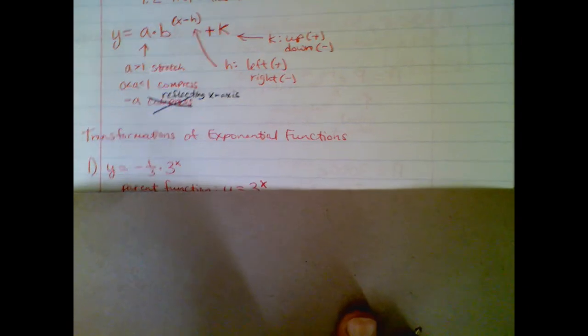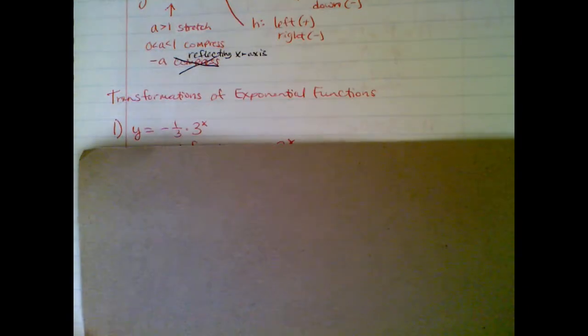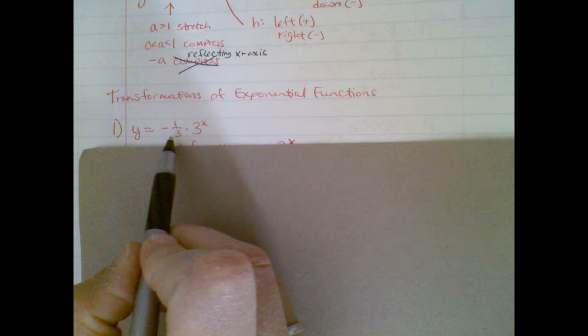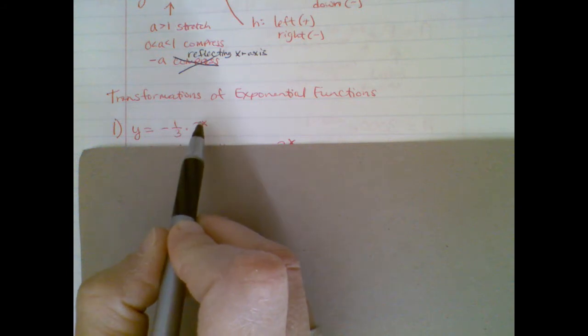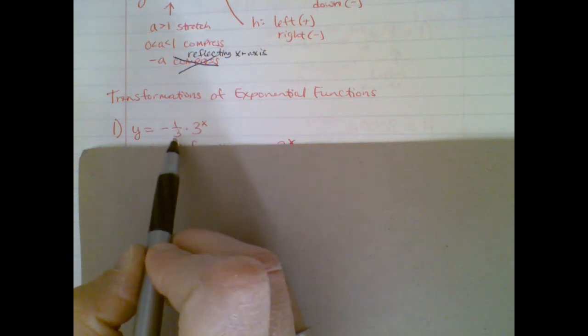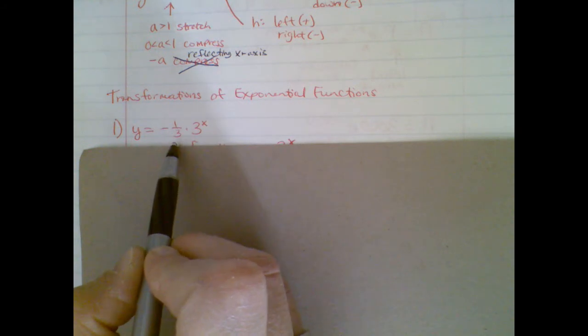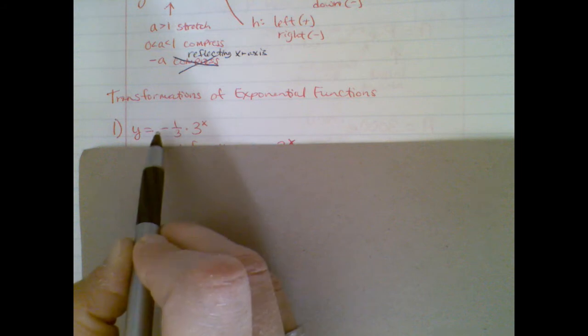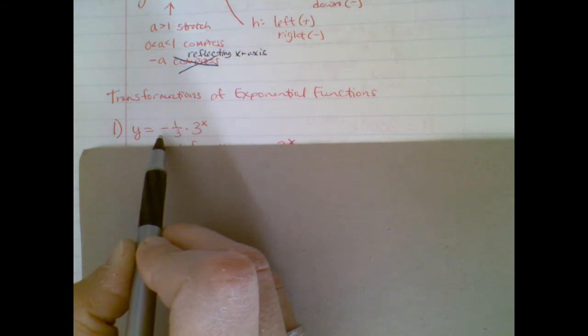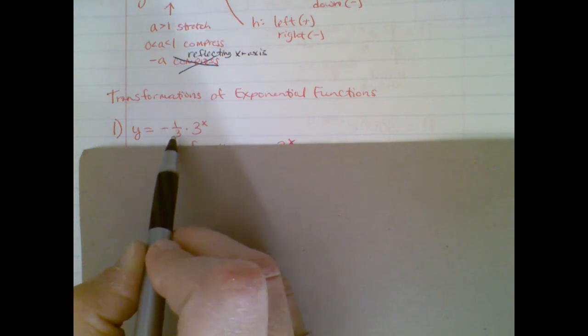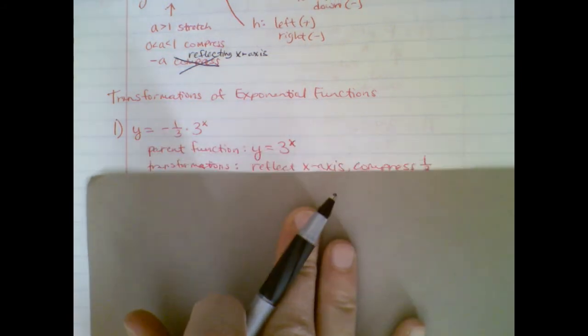So for our first example, notice it's in that format. So we have y equals negative 1/3 times 3 to the x power. So this negative 1/3, notice how it's the negative and the 1/3 in the a slot. So that's going to be two transformations. The negative itself means it is reflecting across the x-axis. The 1/3 means it is compressed by a factor of 1/3.